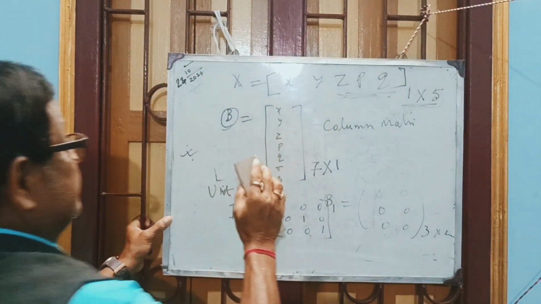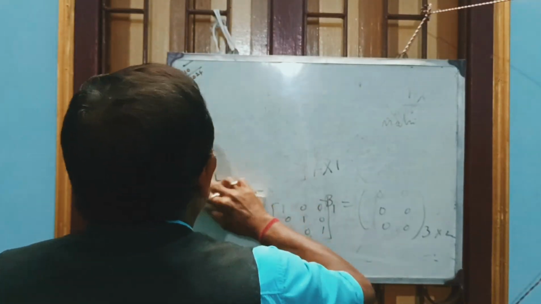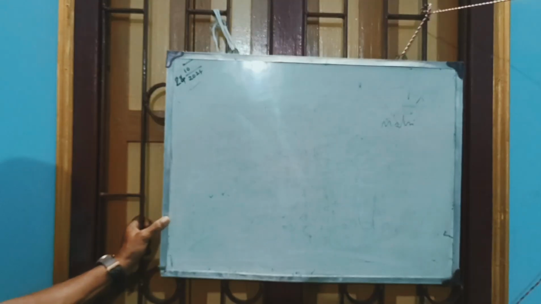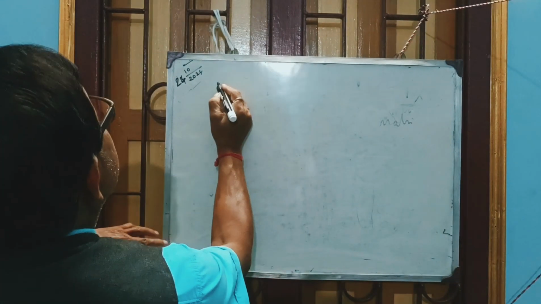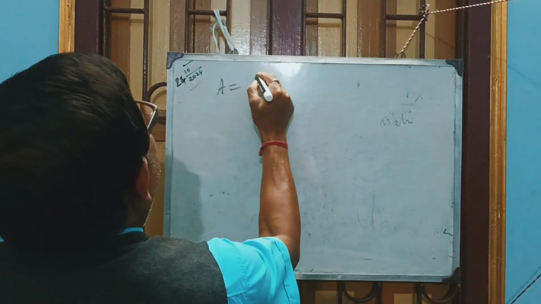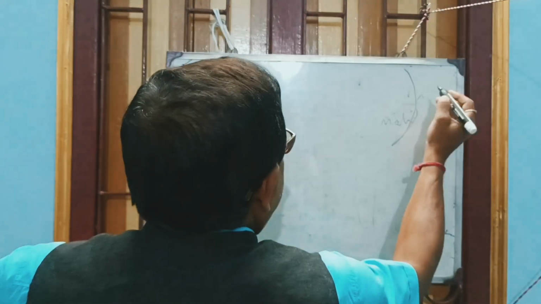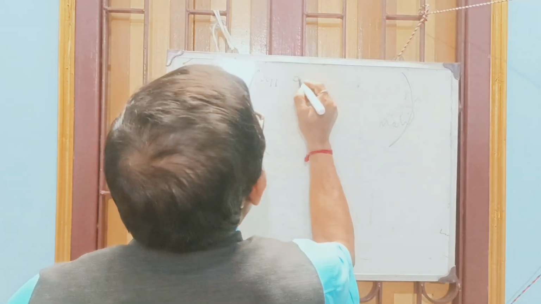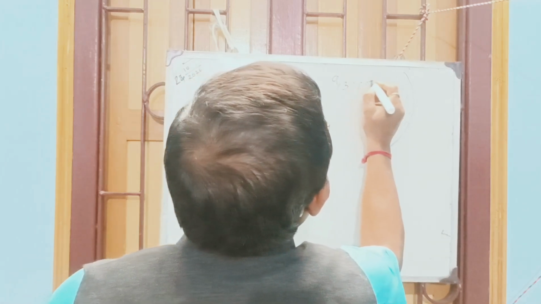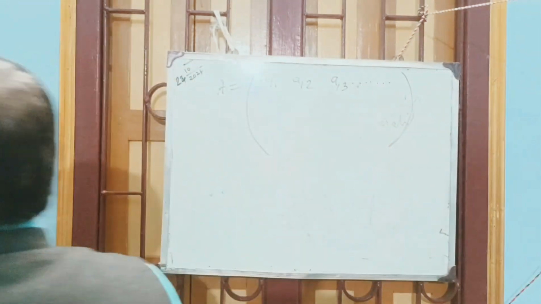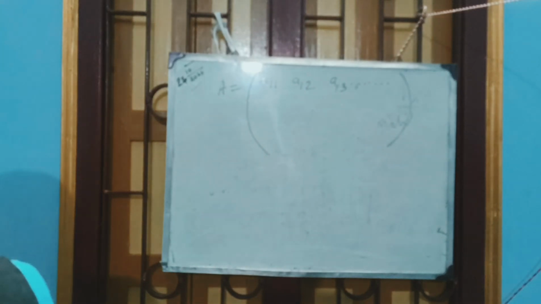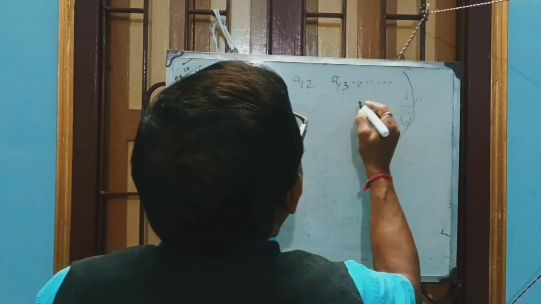Next. Now, another property of the matrix: trace of a matrix. Let us consider a matrix of the form A11, A12, A13, and so on. Trace of a matrix must be defined for a square matrix.